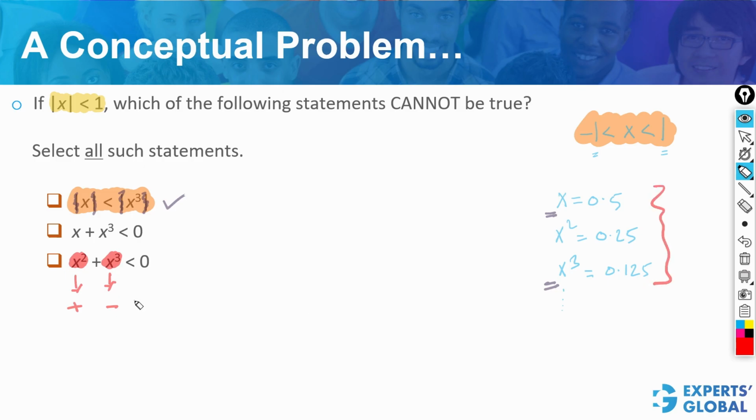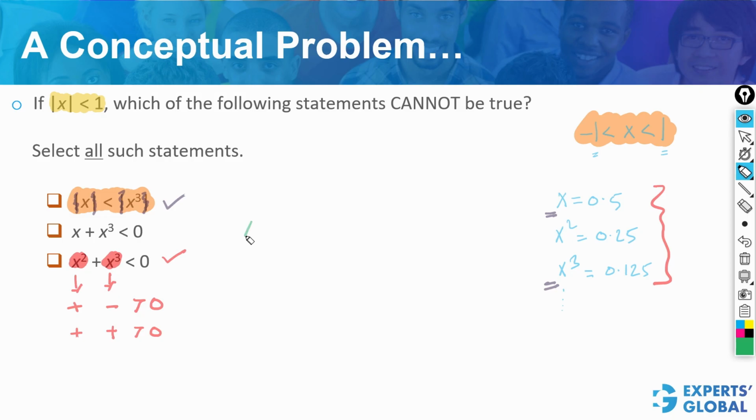That is why the sum will always be greater than 0, and for cases when x is greater than 0, both x squared as well as x cube would be positive, and therefore the sum would be positive. So even the third case cannot be true. This must be selected. The second case is possible for all the negative values of x.